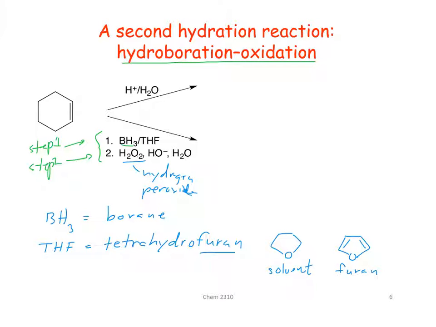All right, so let's compare these two reactions. The first one is just the acid-catalyzed hydration. Let's add these in here. We know we're going to add an H to one side and an OH to the other side. So if we start with cyclohexene, we get this secondary alcohol. If we do the hydroboration-oxidation, we get this product.